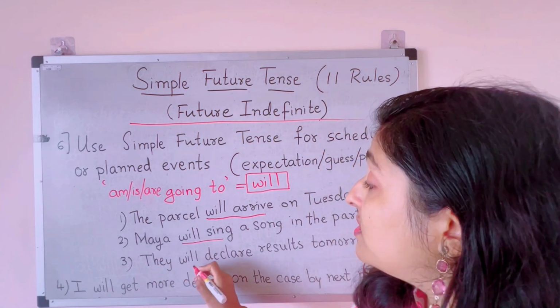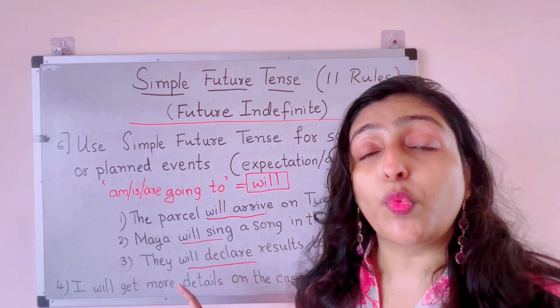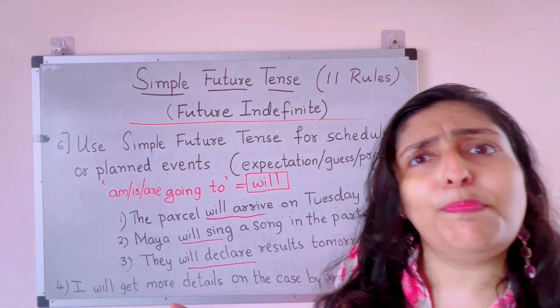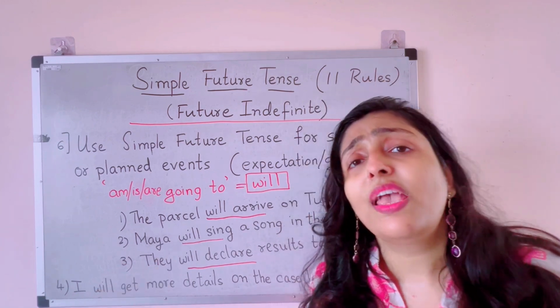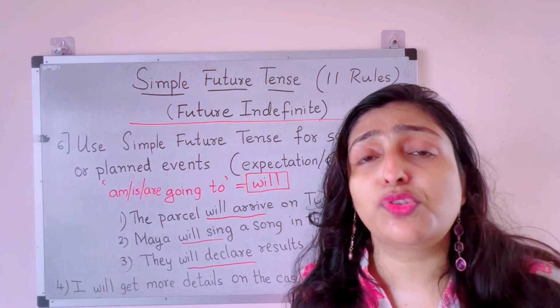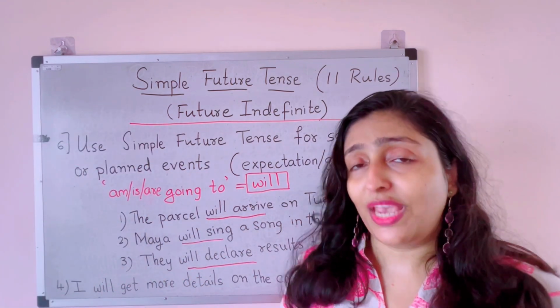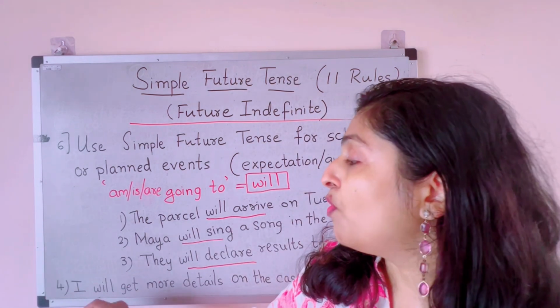Third example is they will declare results tomorrow. Will declare, simple future tense. So it's already planned, it's scheduled. The management, the institution has already fixed it. They have lined up all the students, they have informed all the students, and in such cases we use simple future tense.